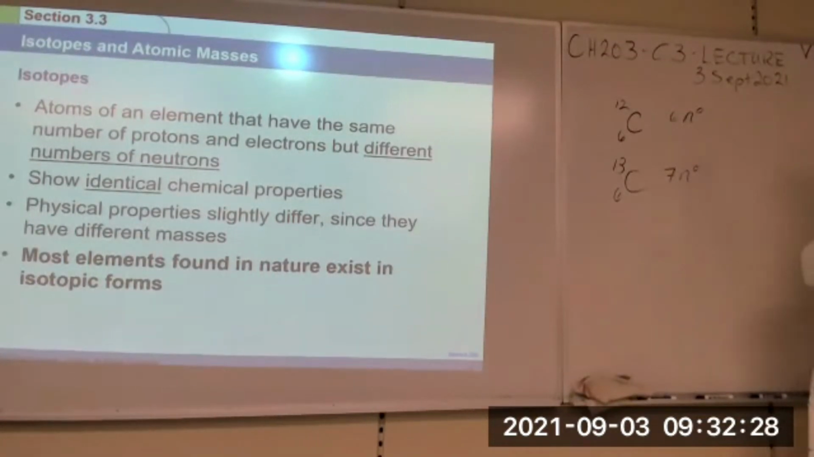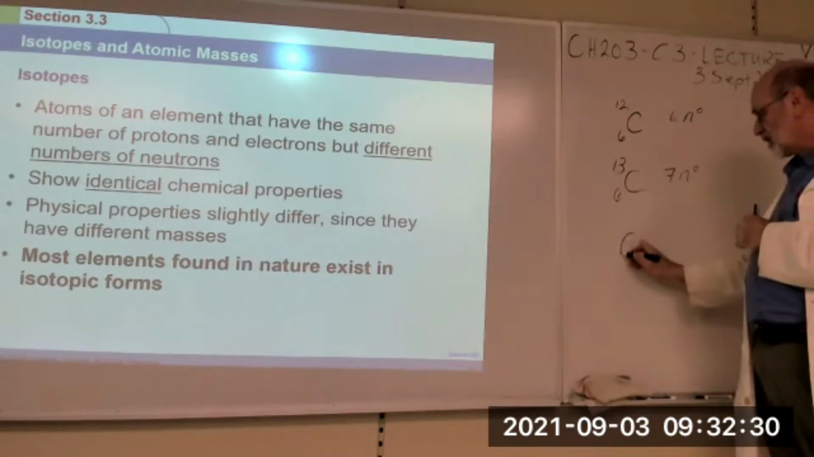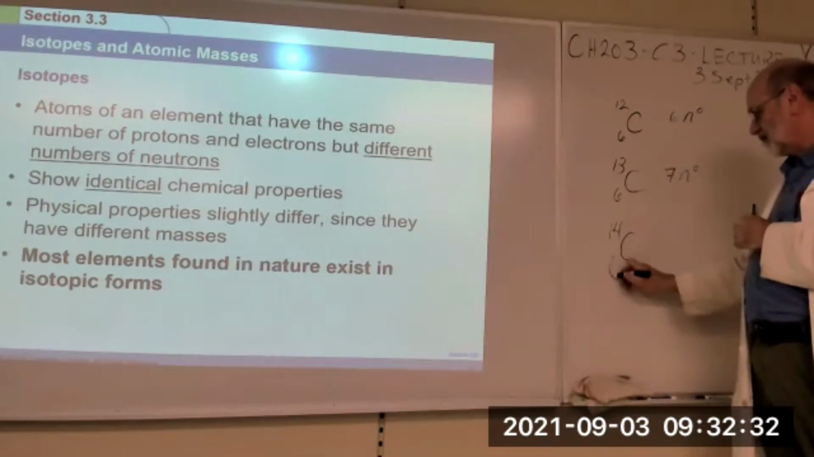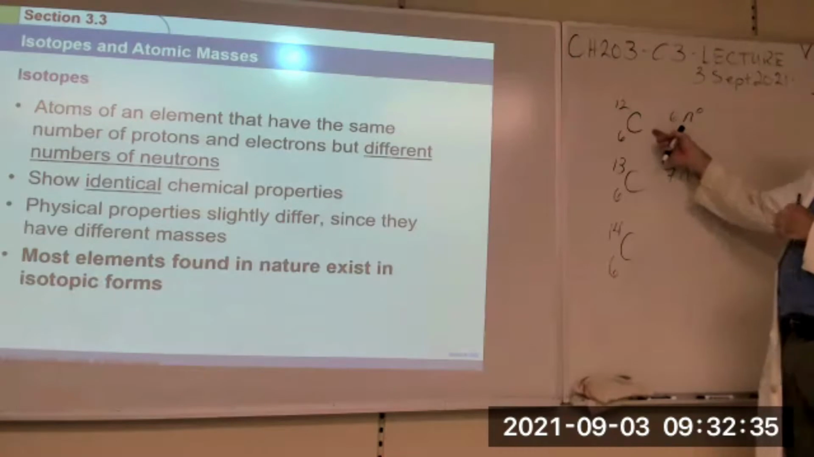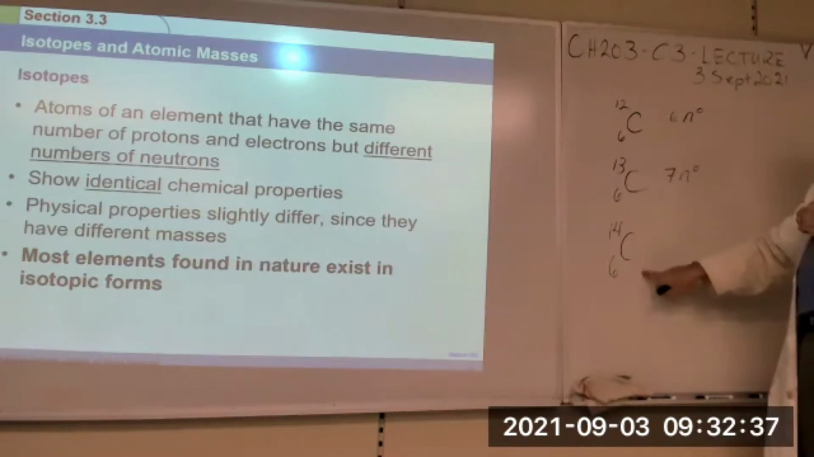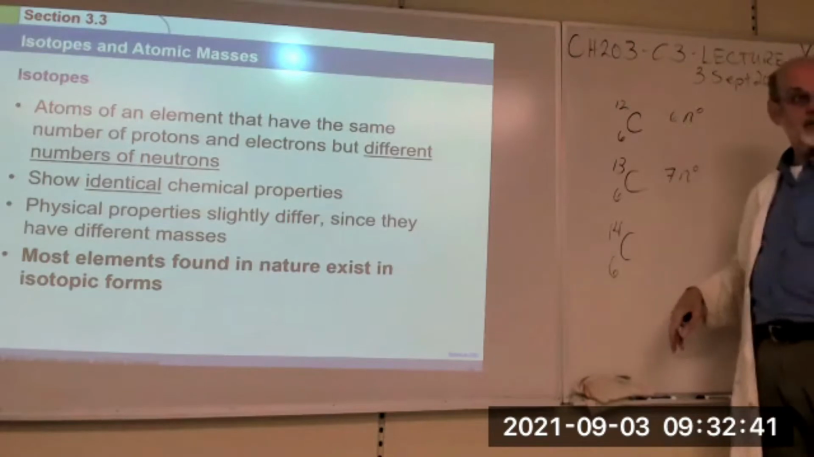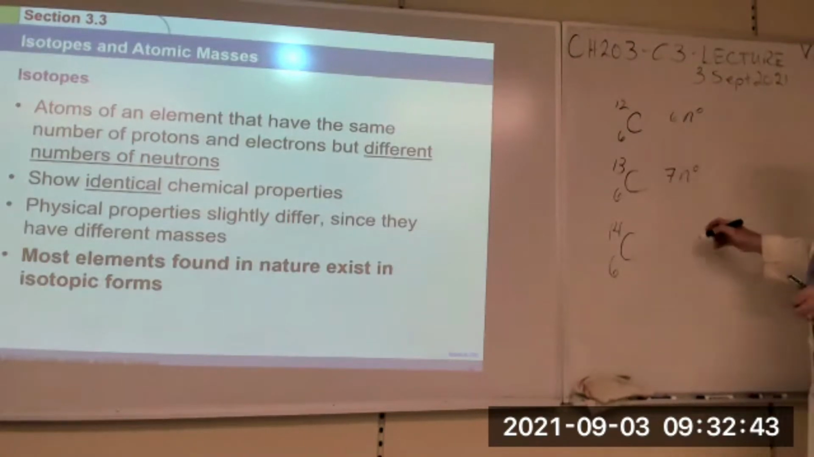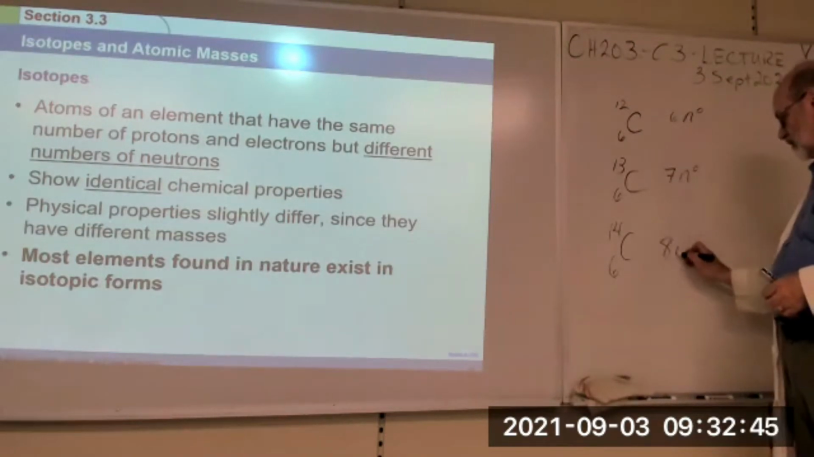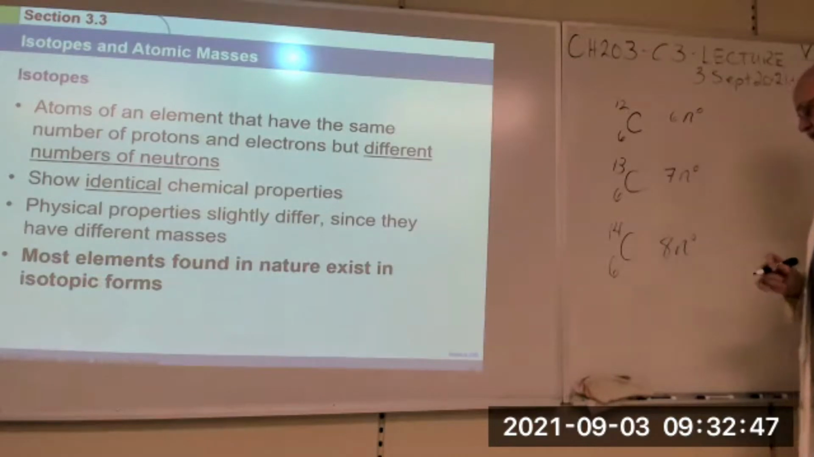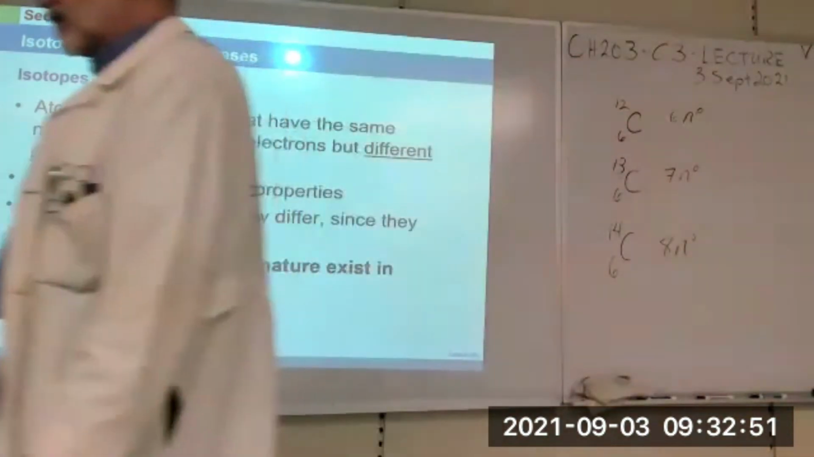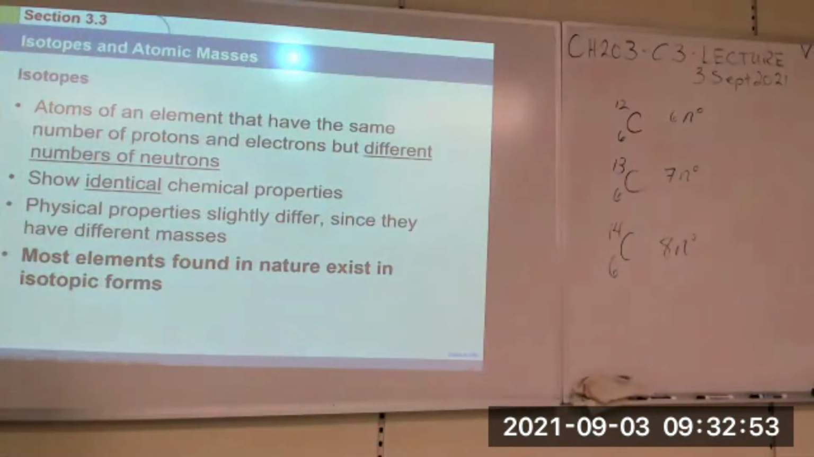And then the one that gets a lot of publicity is carbon-14. Carbon-12 and carbon-13 are stable. This one's radioactive. It decays. It changes into another element, actually. And it has 8 neutrons. Now, as it turns out, the stability of isotopes relies entirely upon the number of neutrons.